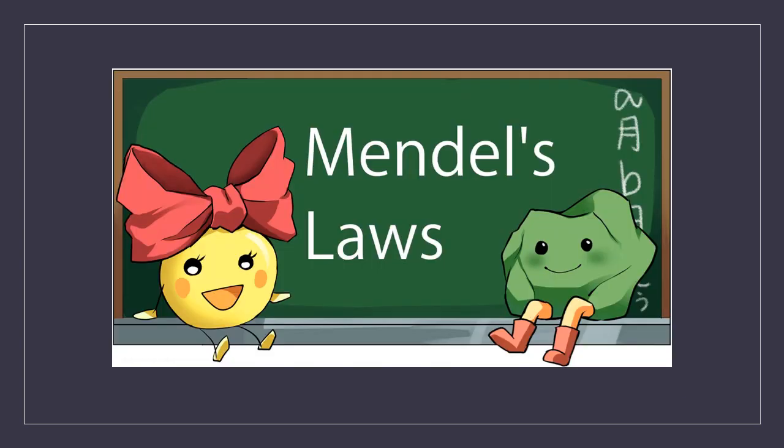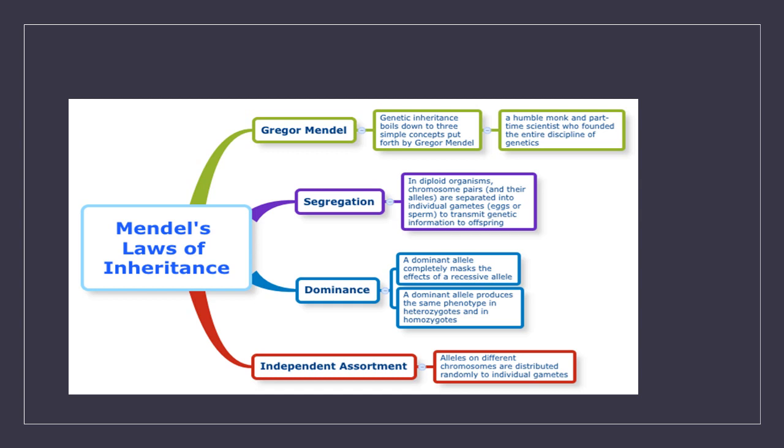Now Mendel's laws. This is yellow and green, round and wrinkled. What are Mendel's laws of inheritance? Gregor Mendel, again a reminder, Gregor Mendel, not George Mendel. Gregor Mendel's genetic inheritance boils down to three simple concepts: law of dominance, law of segregation, and law of independent assortment.